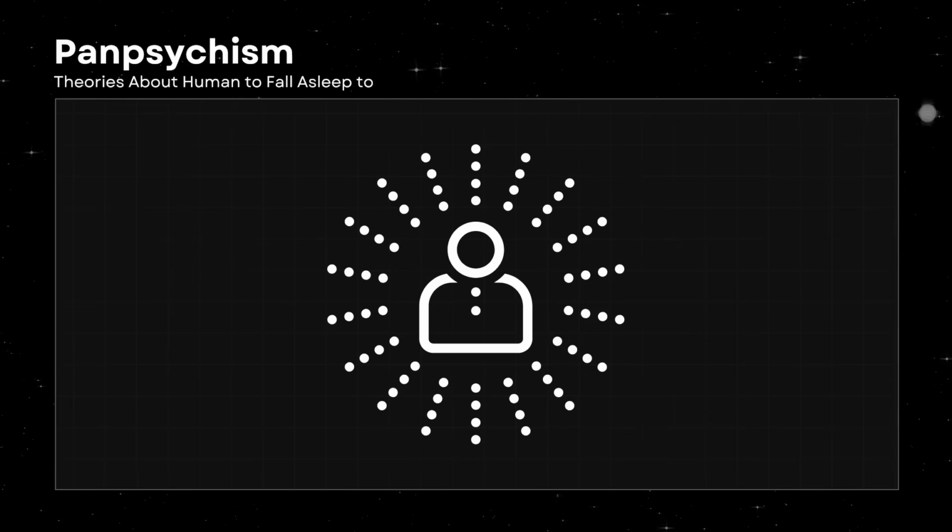This is where panpsychism comes in. It offers a new way to think about matter and mind. Instead of saying that awareness appears only in special cases, like in humans, it says that awareness is built into all matter in very simple forms.